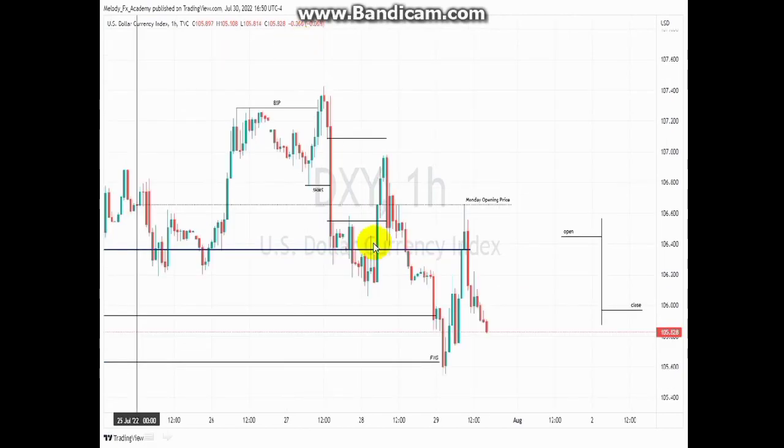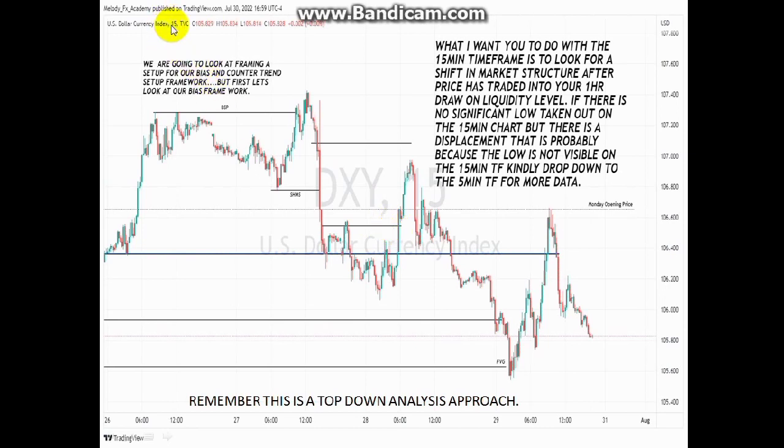Once we have that displacement, you can then mark out the levels. If you are bearish, like I said, you can take out your Monday's opening price. Once price trades above that and runs buy side liquidity, creating that displacement, then you are set, and you can start anticipating price and planning your trade. Once price trades into that 1 hour point of interest, which is the displacement, you go to the lower time frame, your 15-minute time frame.